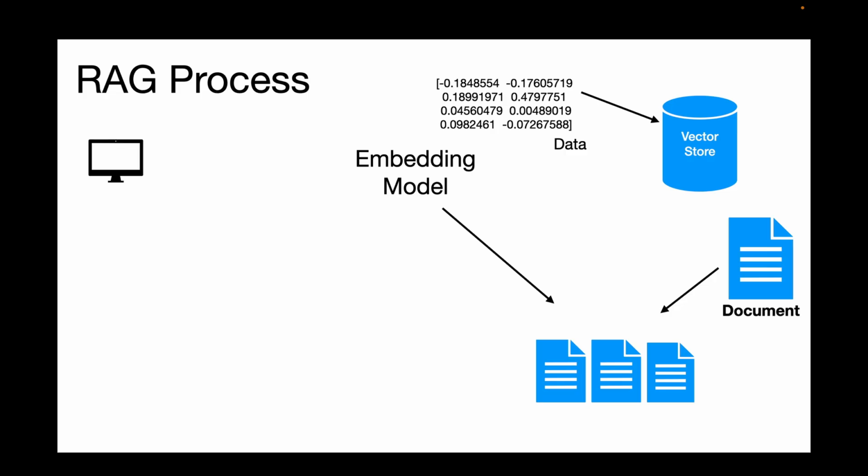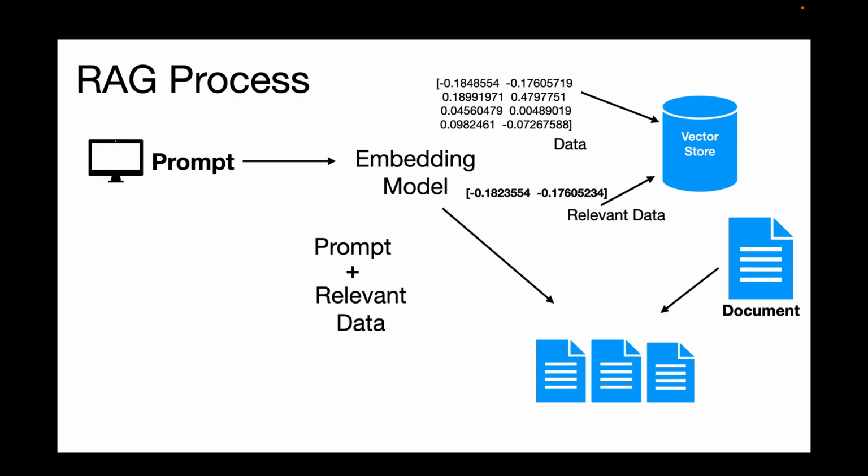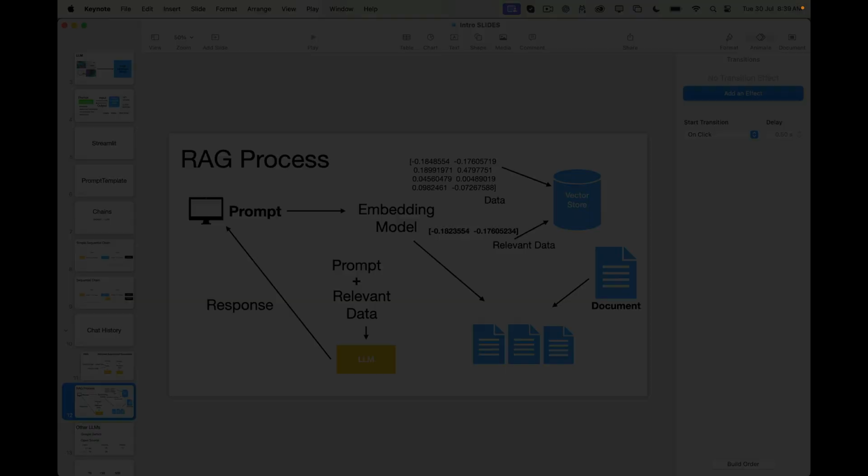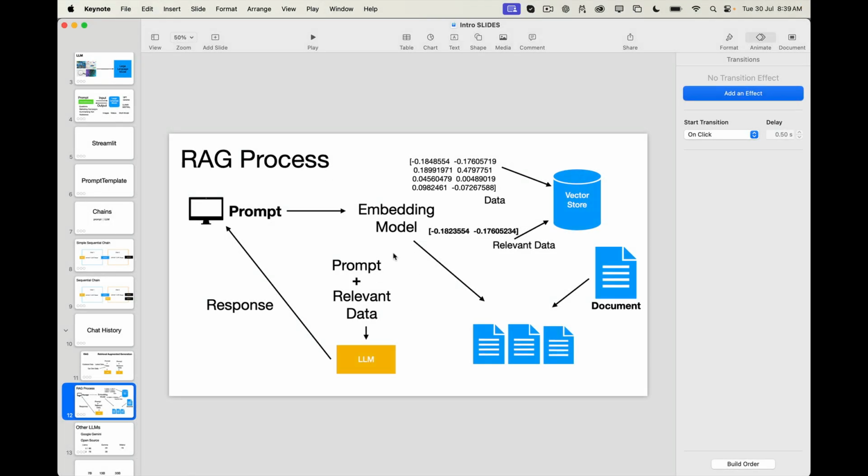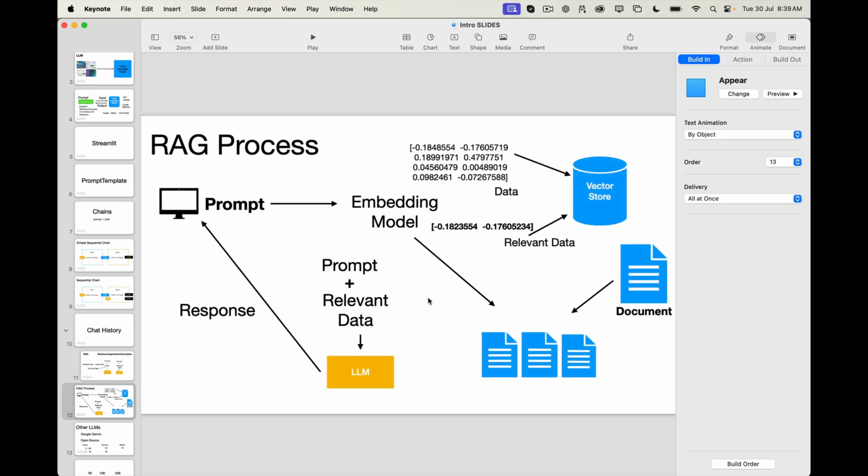And then when we receive a prompt from the user, we'll use the embedding model to calculate the embedding for that prompt. We then use that embedding to retrieve the relevant data from the vector store, stuff that relevant data along with the prompt and send it to the LLM so that it can respond back correctly. It's that simple. All this will happen internally. When you work with LangChain, it makes your job super easy. Even to use a vector store like Chroma with LangChain is very easy.